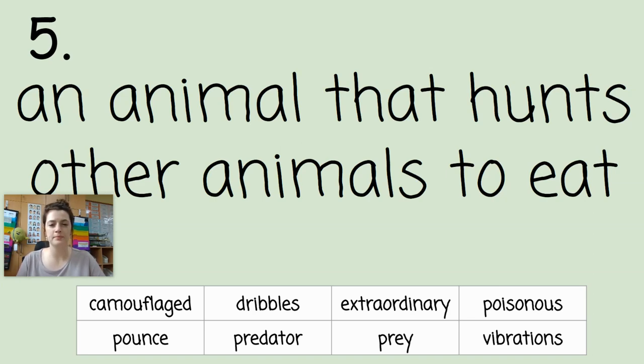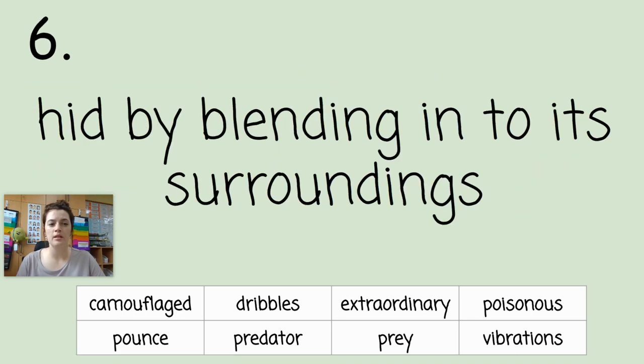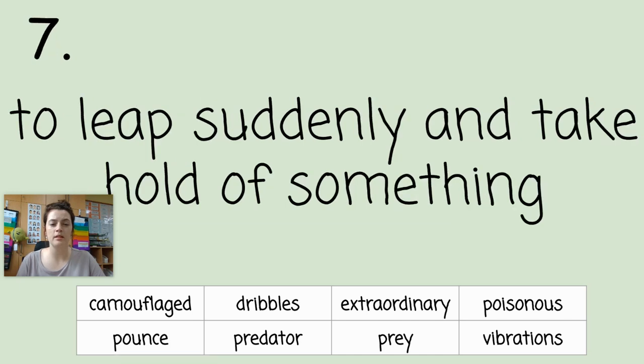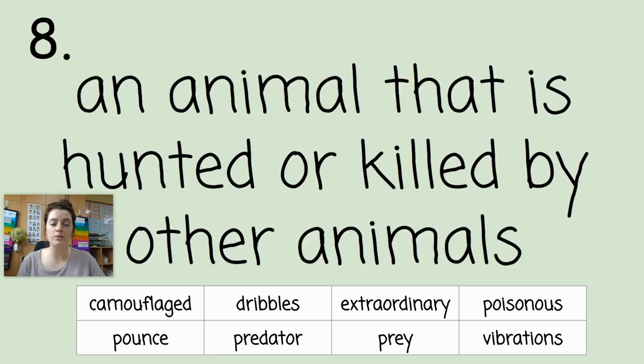Number 6, hid by blending in to its surroundings. Number 7, to leap suddenly and take hold of something. Last one, number 8. Well, this is the last one for the definitions, and then for the rest of the 12, we will have sentences. So, last definition, an animal that is hunted or killed by other animals.